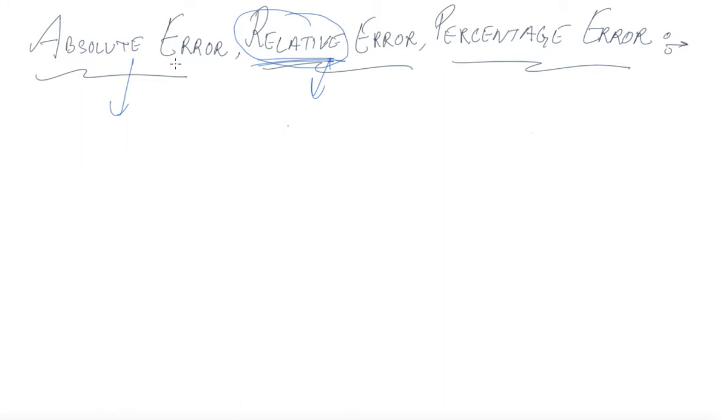But what about absolute error? If you want to define absolute error, we'll define it in this way. Absolute error is the magnitude of the difference between the individual measurement and the true value of the quantity.